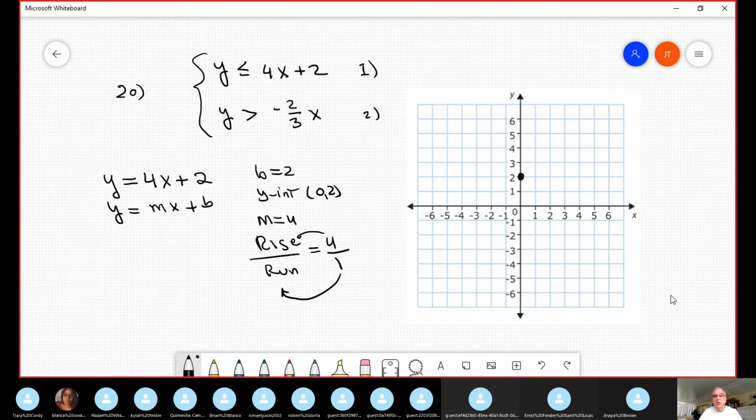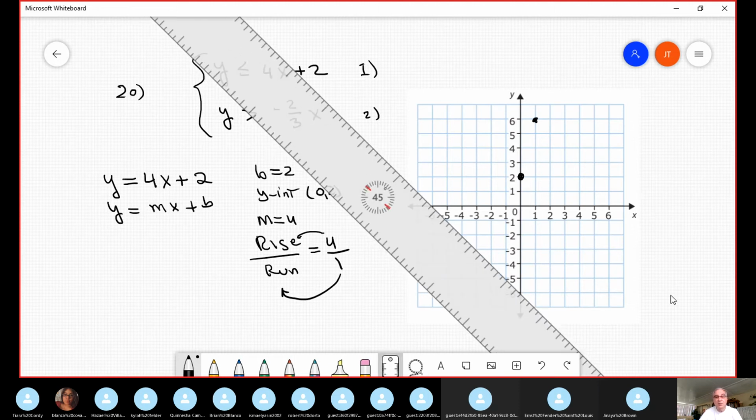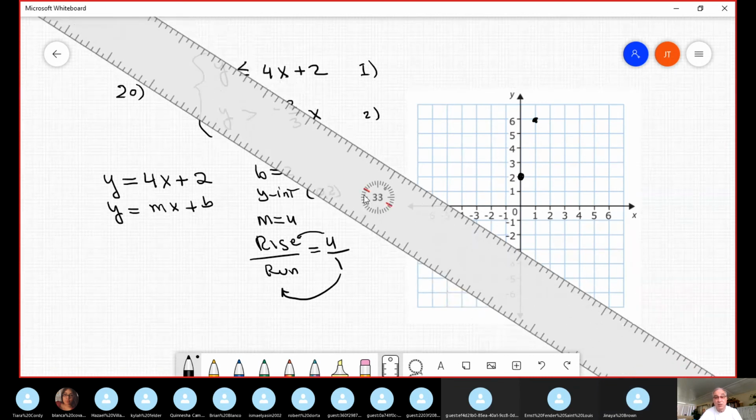So from this point, 4 up because it's positive: 1, 2, 3, 4, and 1 to the right. I plot the second point and connect the points with a ruler. Okay, am I using a dotted line or a solid line? Solid. Very well.